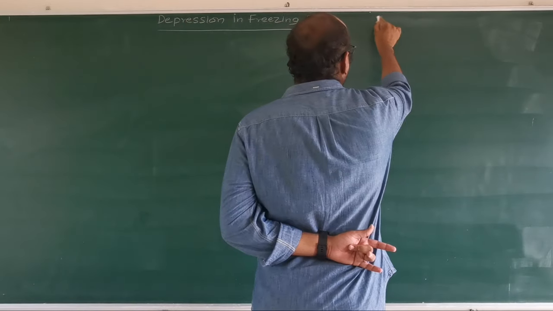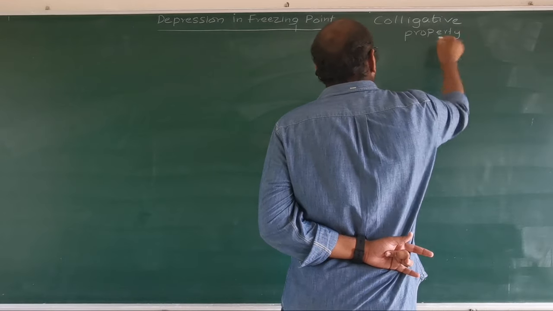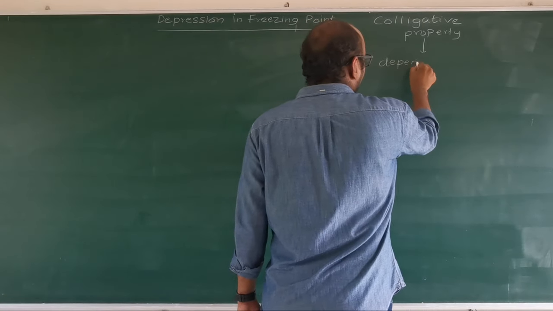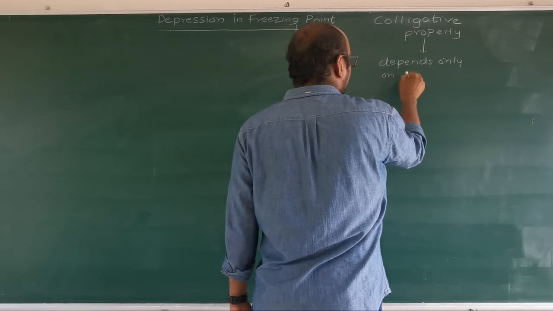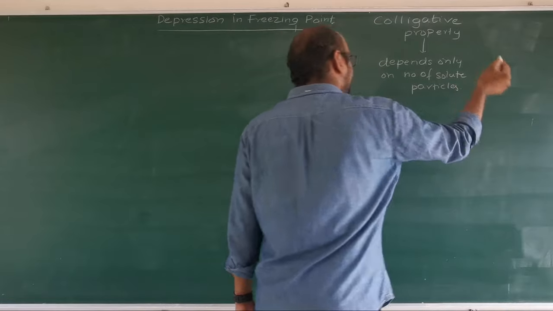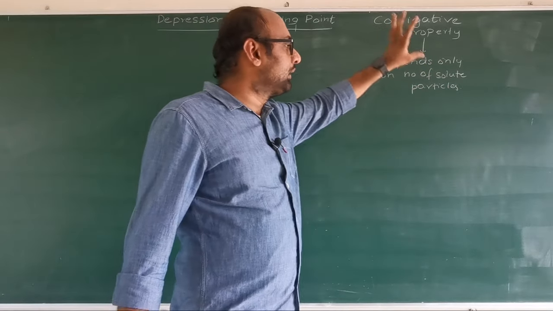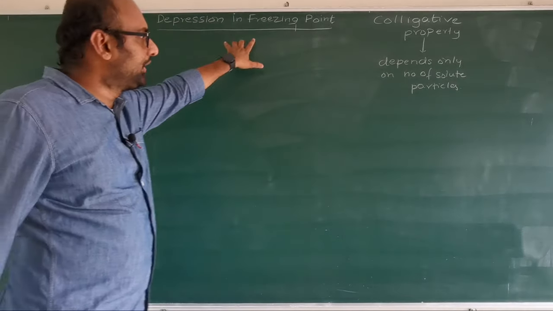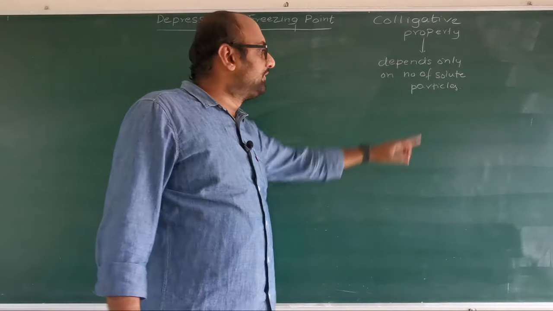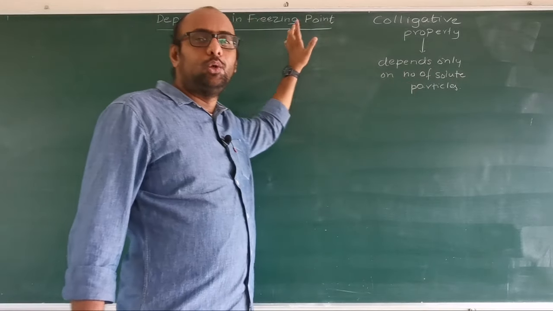You know what is a colligative property? Colligative property of a solution is the property which depends only on the number of solute particles. You already know this, right? It does not depend on the nature of solute. So, depression in freezing point is a colligative property. That means this property will depend only on the number of solute particles. If there are more solute particles, the value of this property will be more. If the number of particles is less, then the value will be less.